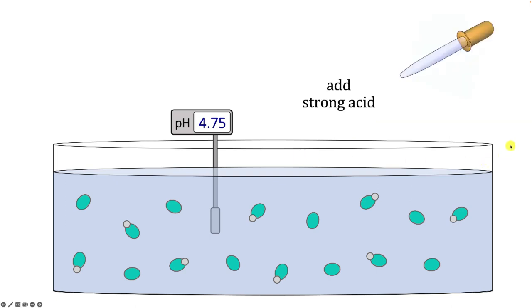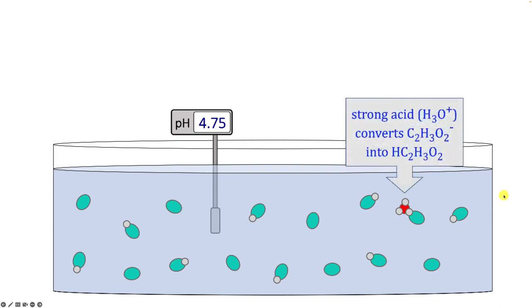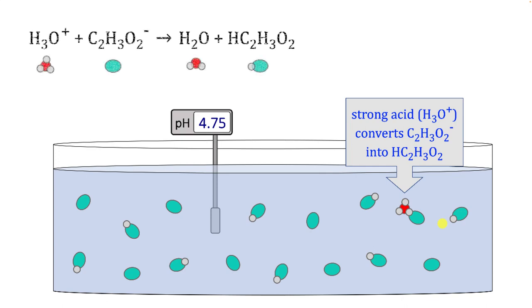Now, what happens if we add a strong acid, which contains hydronium ions, to this buffer? When the hydronium ions enter the solution, they will encounter and react with acetate ions. Each hydronium ion donates a proton, a hydrogen ion, to an acetate ion and converts it into an acetic acid molecule, its conjugate acid. The reaction that takes place is hydronium ion reacts with an acetate ion to make water and an acetic acid molecule.